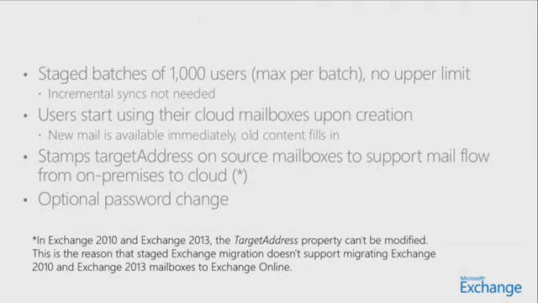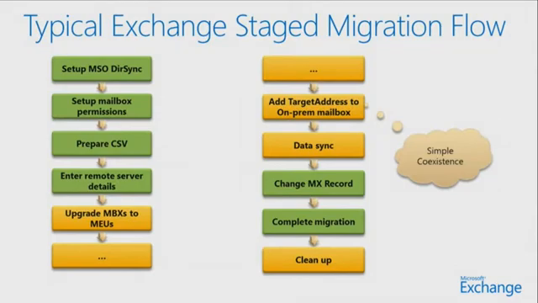All right, staged batches of 1,000 users max per batch. That's the second time you've seen that. It's probably important. Users start using their cloud mailboxes upon creation. New mail is available immediately. Old content fills in. Stamps target address on source mailboxes to support mail flow from on-premises to the cloud. In Exchange 2010 and Exchange 2013, the target address property can't be modified. This is the reason that staged Exchange migration doesn't support migrating Exchange 2010 and 2013 mailboxes to Exchange Online. And optional password change when you're done.